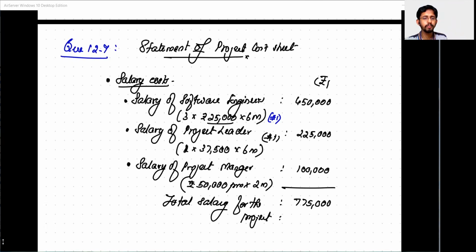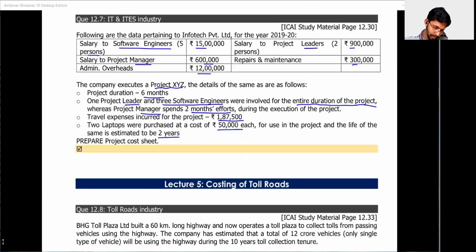Now what do you have to do? You have to allocate the overheads. When you talk about the overheads, you have two types of overheads. One is repairs and maintenance, 3 lakh, and administrative overheads, 12 lakhs. Now, how do you allocate these total overheads? This can be allocated based on the salary.